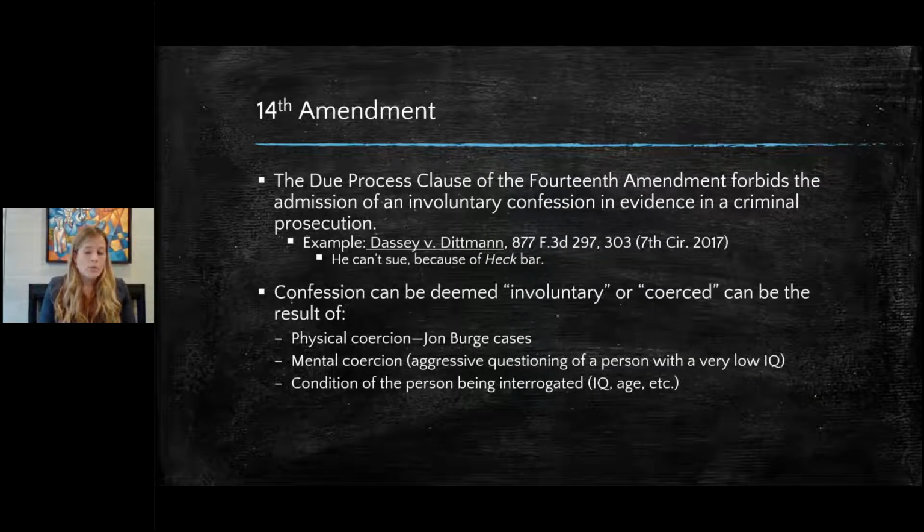So what does that mean? The 14th Amendment, again, similar to the 4th, is a rich source of 1983 rights. The Due Process Clause of the 14th Amendment forbids the admission of an involuntary confession in evidence in a criminal prosecution. So an example here is the Brendan Dassey case. I included this in the materials. I think it's interesting. It's also a pretty thorough analysis of what a coerced confession means.